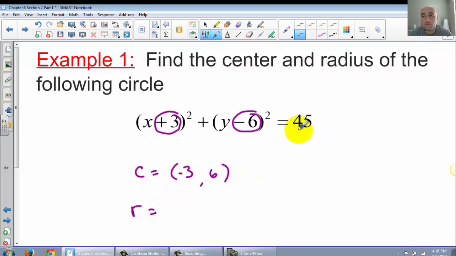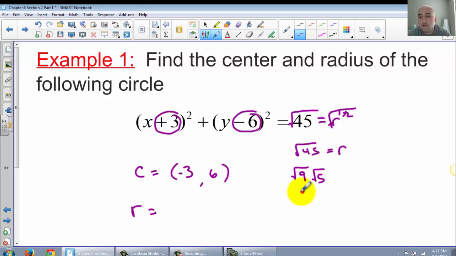And our radius, so remember, this number is equal to r squared. So to get rid of the power of 2, I have to square root both sides. So now, should we use square root of 45? Okay. If you're in geometry, I'd just say, yeah, let's use square root of 45. But you guys are advanced. You should be breaking this down. So hopefully you know that 9 times 5 is 45. And the square root of 9 is 3.